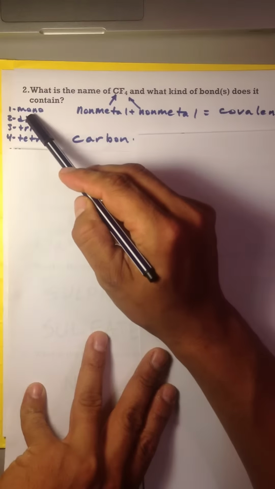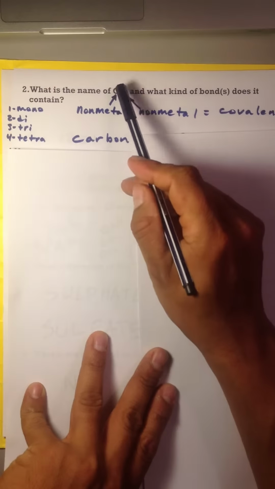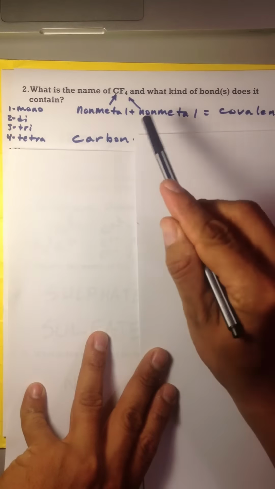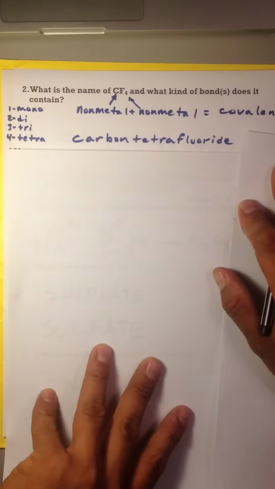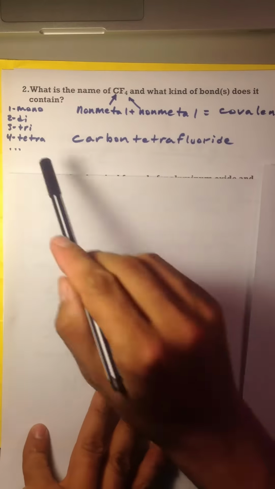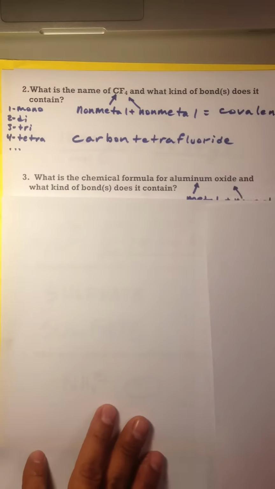1 is mono, 2 is di, 3 is tri, 4 is tetra. So we're going to say carbon and 4 fluorines. So carbon tetrafluoride. Okay? There you go. Make sure you know all the prefixes. Okay? Study those. Make cards. Let's do the next one.